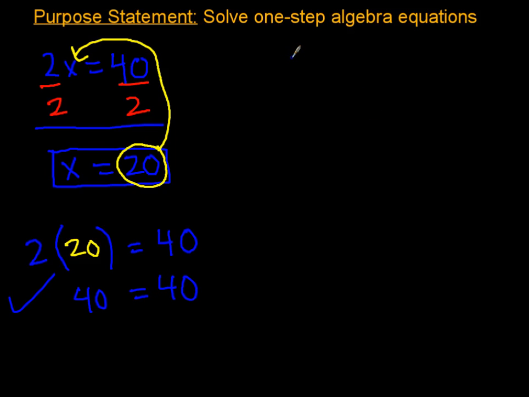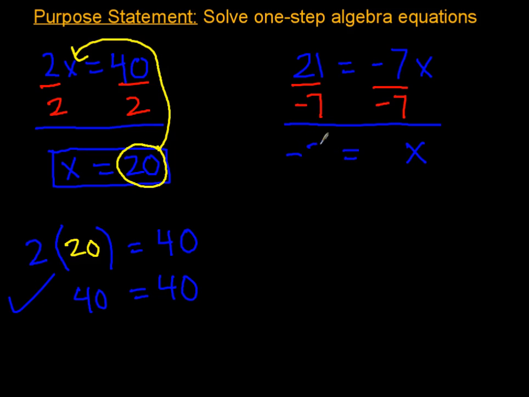Second example that we did was 21 is equal to negative 7x. Okay, and we did the same type of steps. We divided both sides by negative 7. Okay, and we found that x equals negative 3 as our answer.